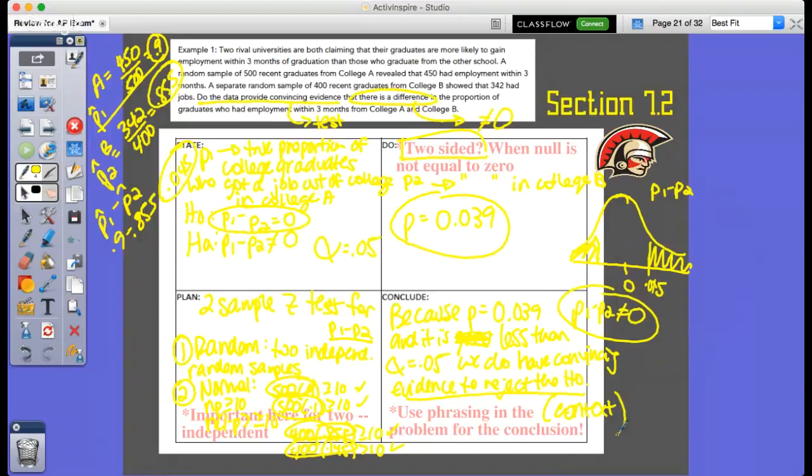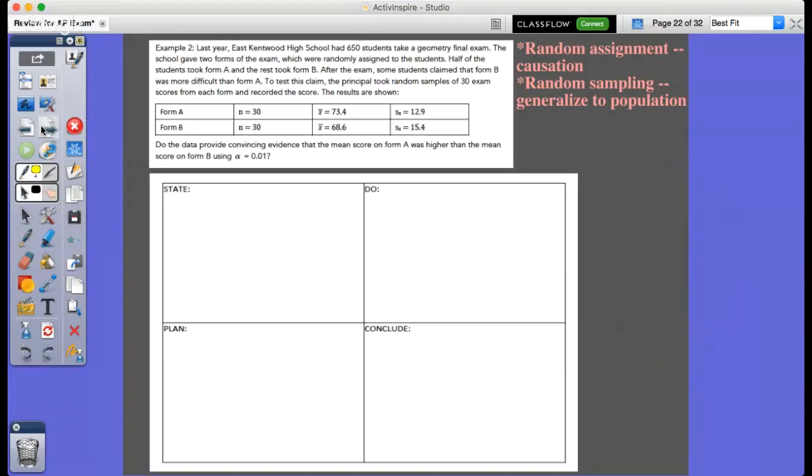Cool. All right, let's do one more here, and then we'll be going. All right, the next one, and then I'll go to our calculator. I'll kind of show you on that one too. For this one, this is, again, with means. Notice I have two samples, form A and form B.